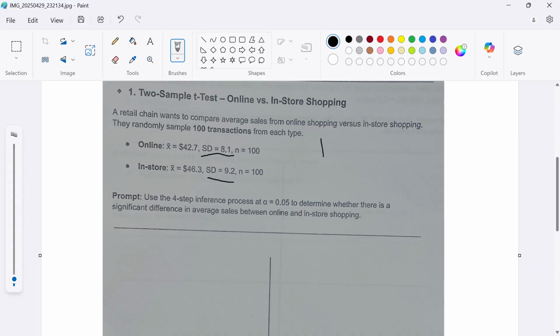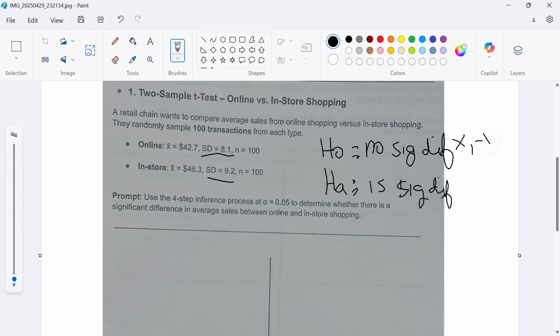So I want the null hypothesis. The question says to use a four-step inference at alpha equals 0.05 significance level to determine whether there's a significant difference. So the null hypothesis: no significant difference, and you can write the rest of it, between average sales online and in-store. And the alternate hypothesis, and this is why it's two-sided, there is a significant difference. In other words, the absolute value of the mean of in-store minus the mean of online is equal to 0 under the null. In the alternate, the absolute value of the difference between them is not equal to 0. That's why it's a two-tailed test.